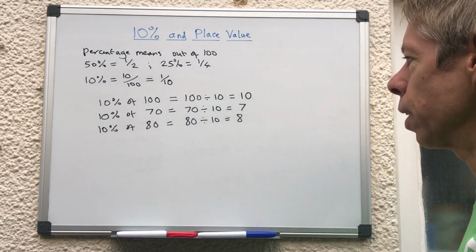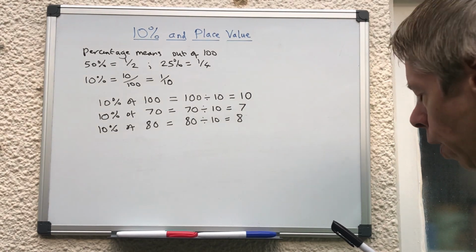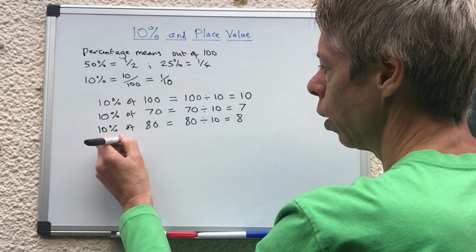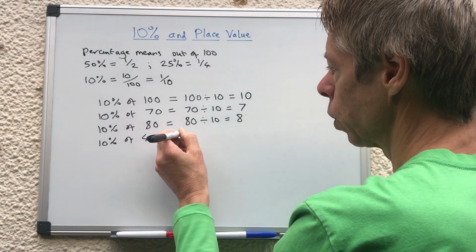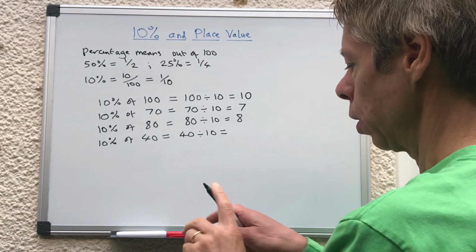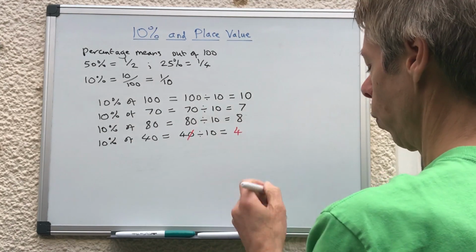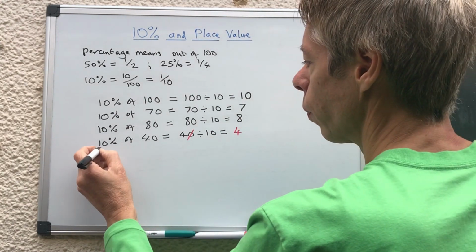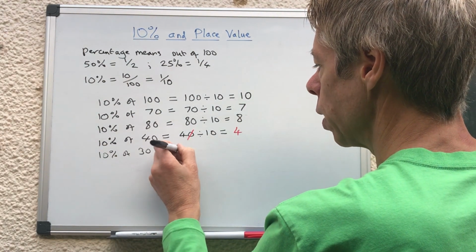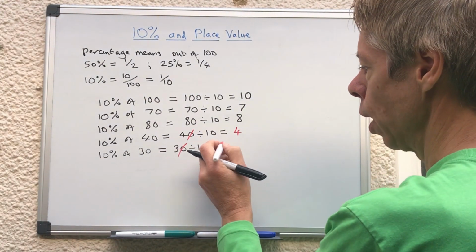I wonder how you were calculating the dividing by 10 bit. Some people say that when you divide by 10, all you do is take off a 0. So for example, 10% of 40 equals 40 divided by 10 equals, so we're taking off the 0 and we get 4. Then 10% of 30 equals 30 divided by 10 equals, so take off the 0 and we get 3.